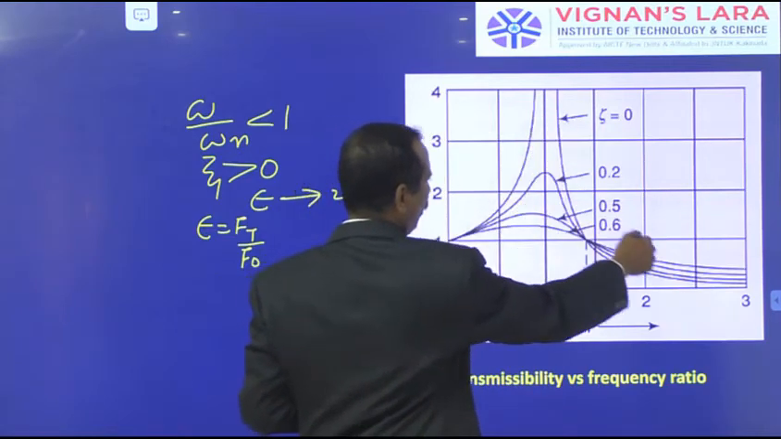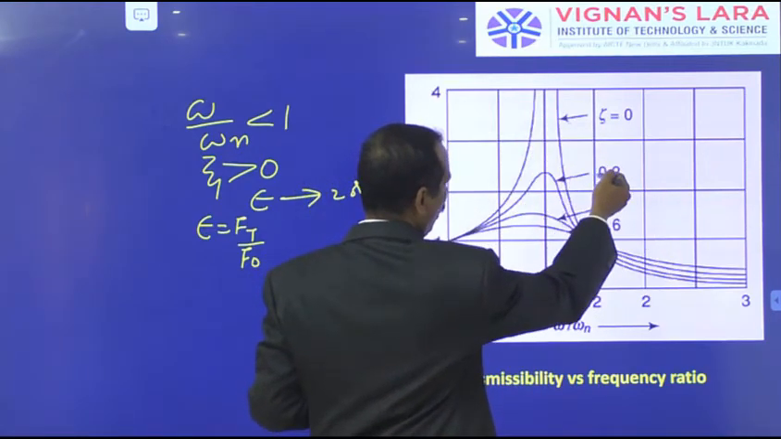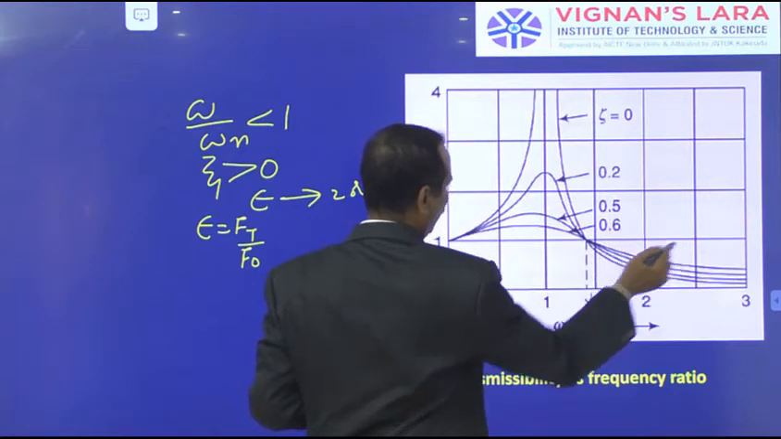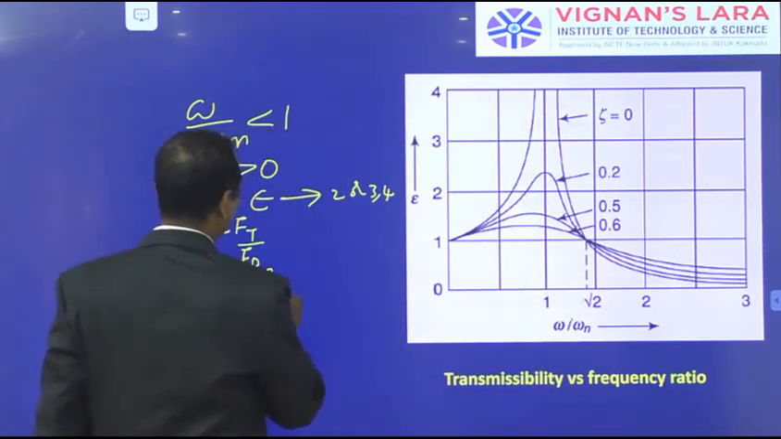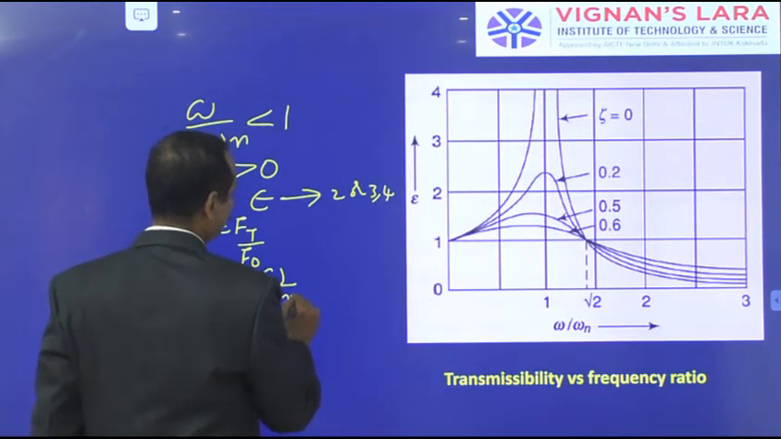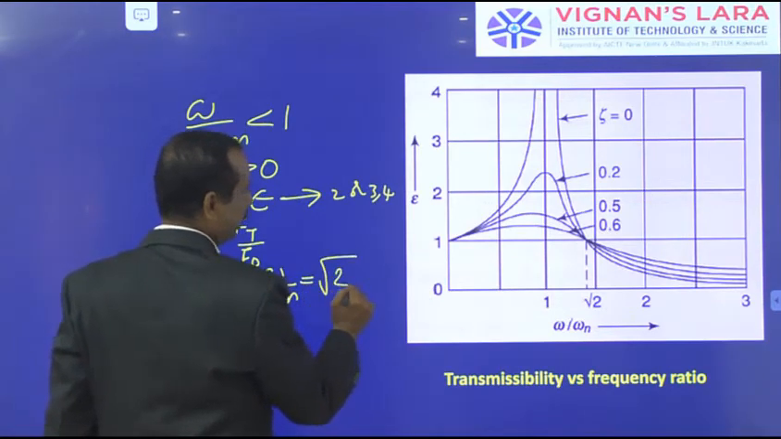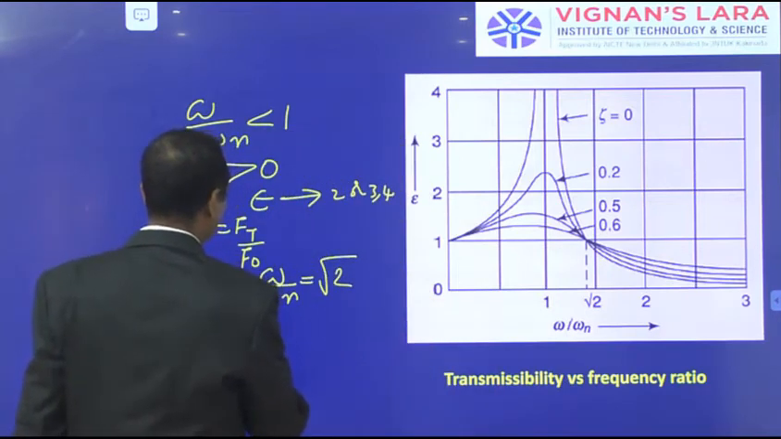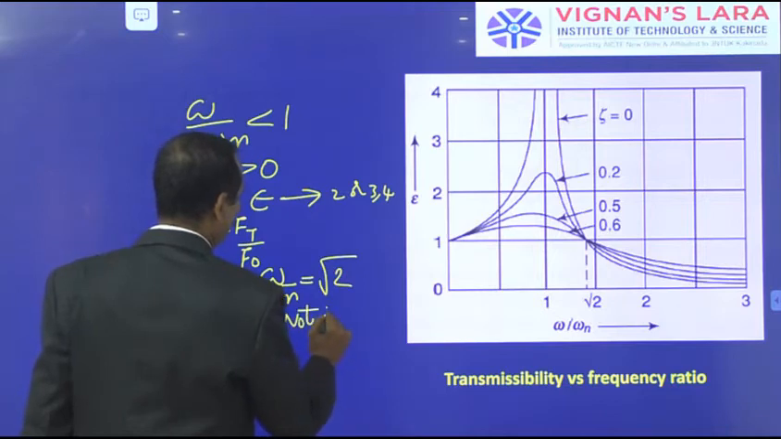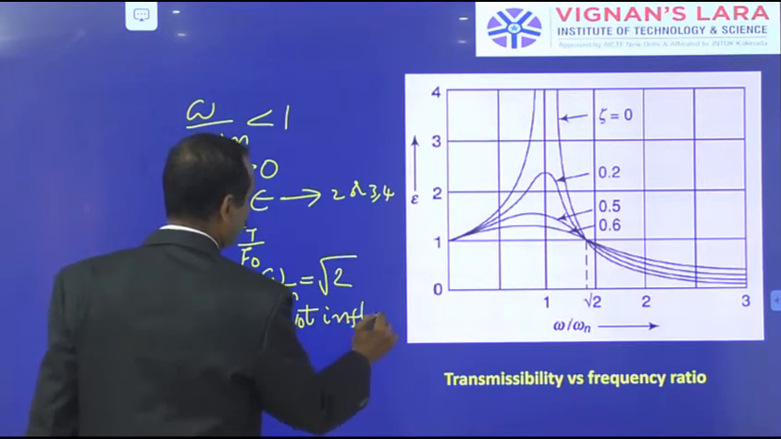Like the zeta values 0.2, 0.5 and so on. When omega by omega n is root 2, the zeta is not influencing anything.